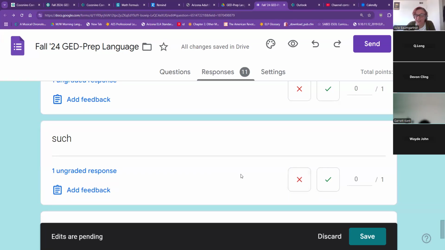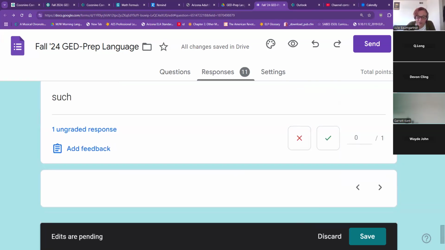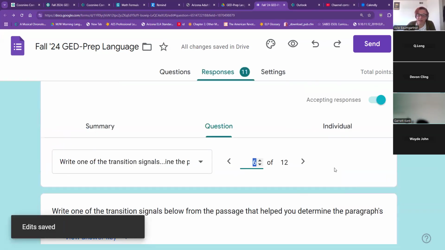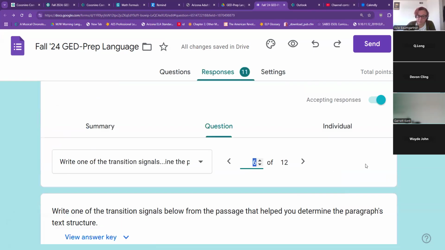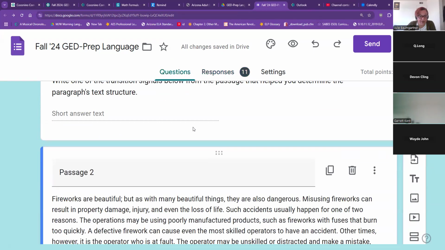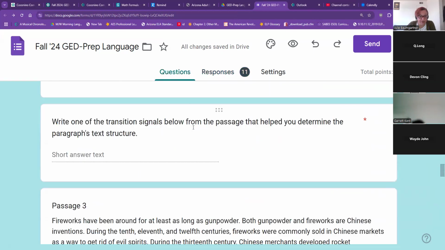Okay, once again, such as is an example signal, but it's not a cause and effect signal. So when you determine what kind of text structure you have, you need to match your signal phrase with that text structure. Okay. All right, let's look at the third passage.